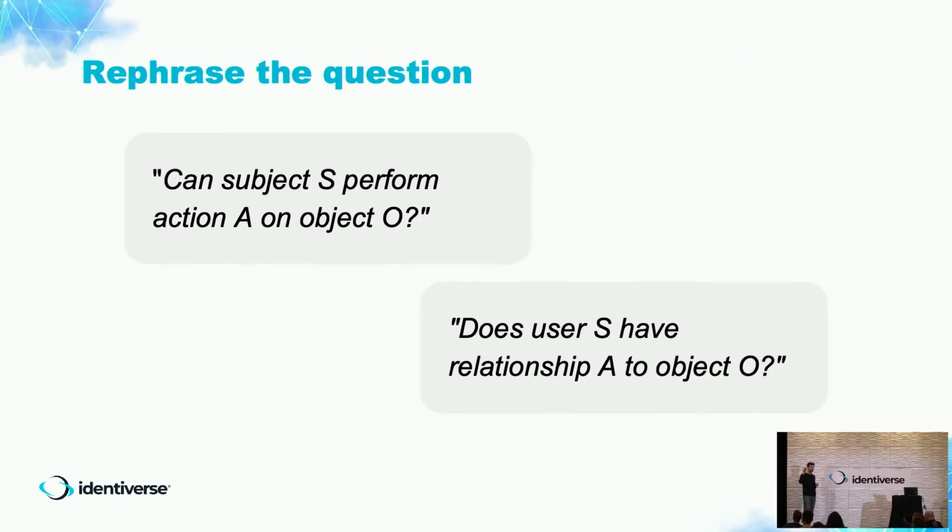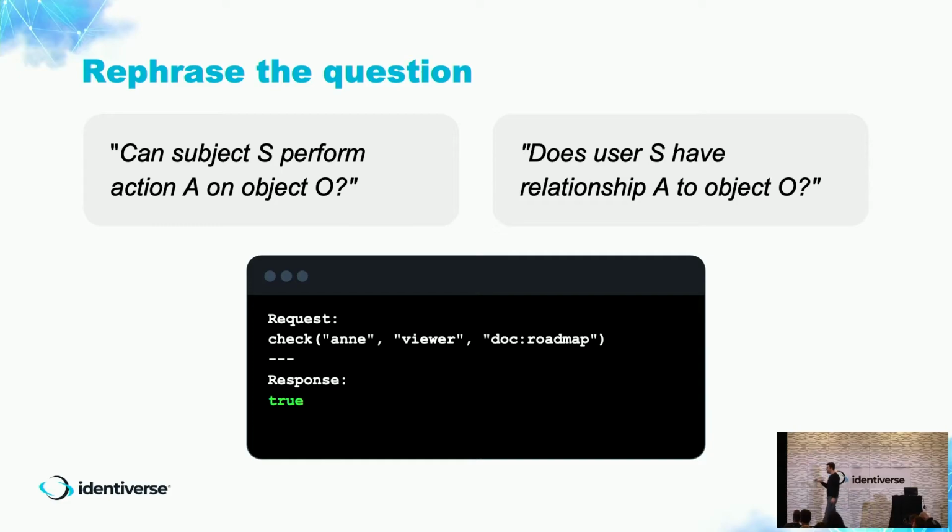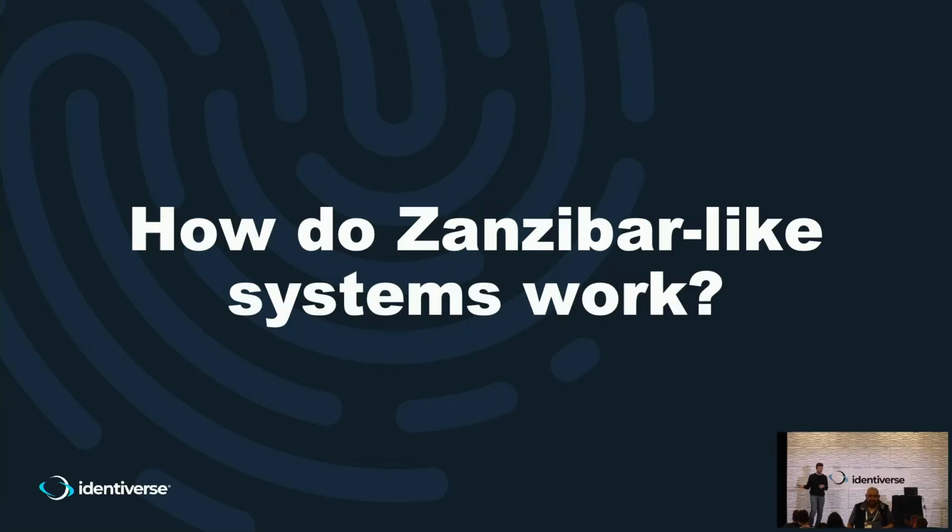Now, what we're doing is we're rephrasing the question. Rather than asking, can the subject perform action on the object, we're asking, does the user, because this is the parlance that Zanzibar uses, have relationship to the object? Again, it's very similar, but this is how Zanzibar phrases the question. And specifically from a coding perspective, we're getting down to the API and developer orientation approach. What you do is you check that the user, in this case Anne, has a relationship, in this case viewer, with the document, in this case the object, a roadmap. And the response is true or false.